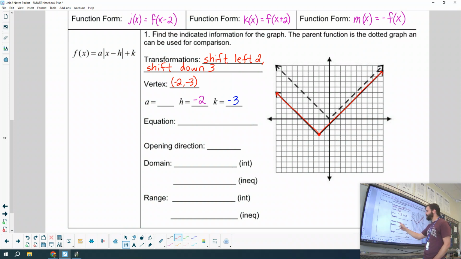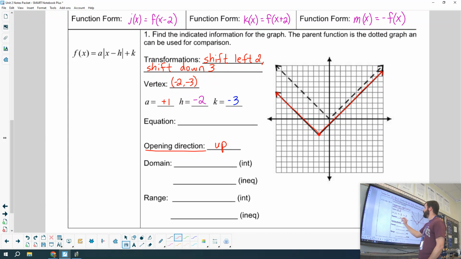All right, now let's look at the opening direction here. Opening direction is up. So is A going to be positive or negative? Do I need a negative in front? No, it's just going to be +1, okay? That's my A. My A is just going to open up. There's no reflection. So whenever I write out my equation, I'm going to write it like this.